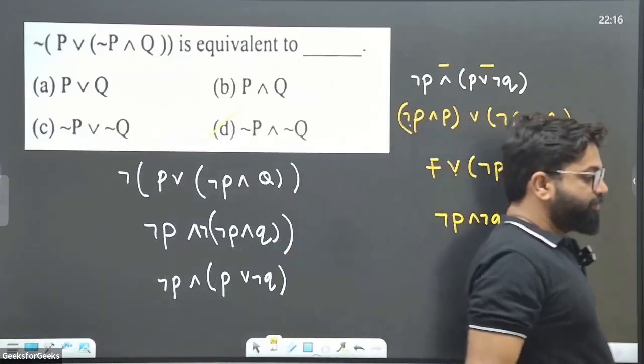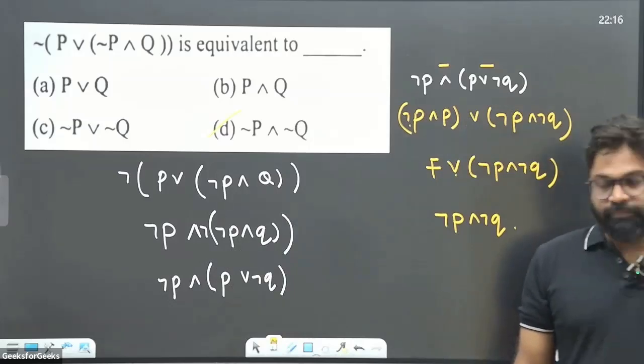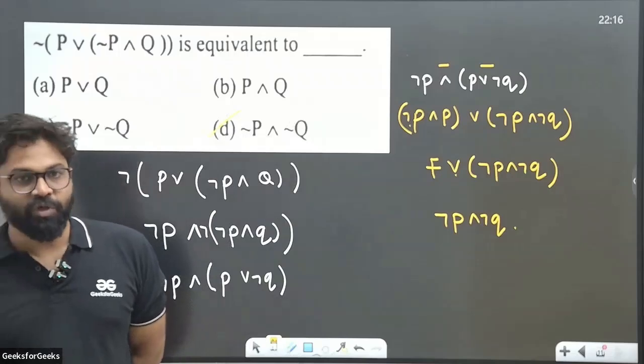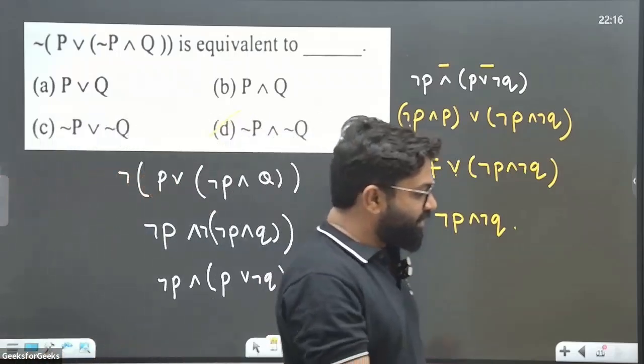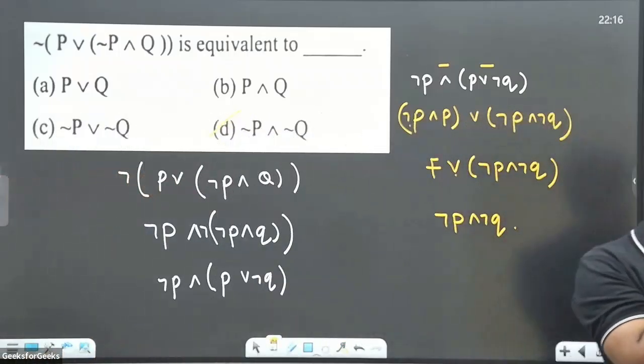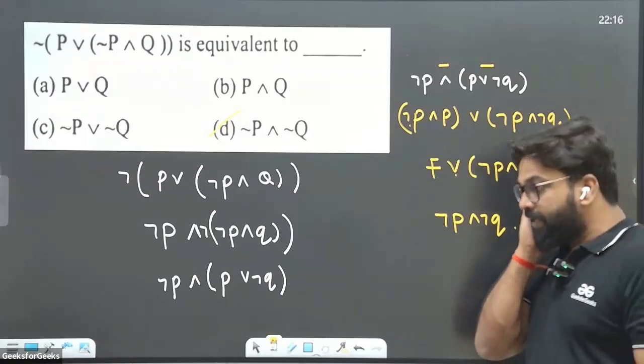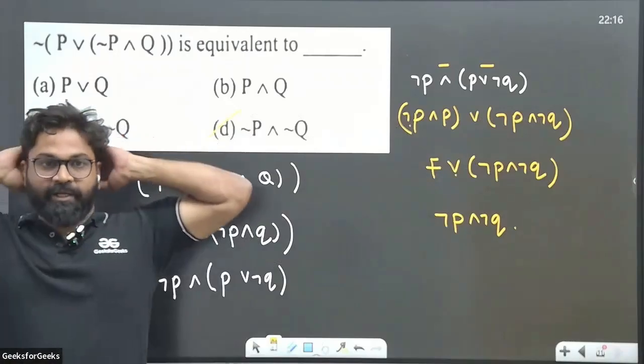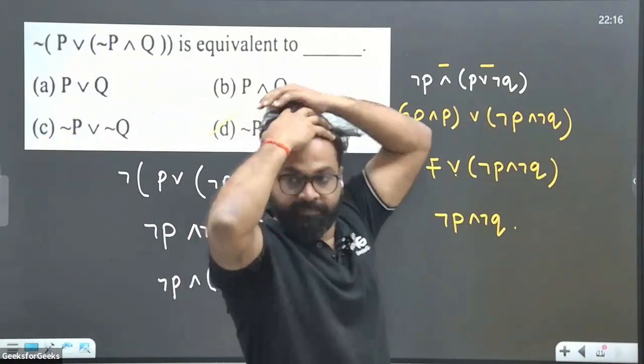Clear? Yes, sir. So type 2 you have to solve like this. You have to use all the methods, everything, and then based on that you have to find it out. Based on that you have to tell me. I hope that this has been clear to everyone.